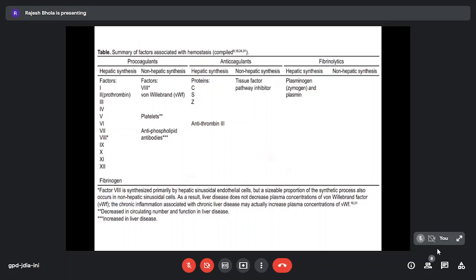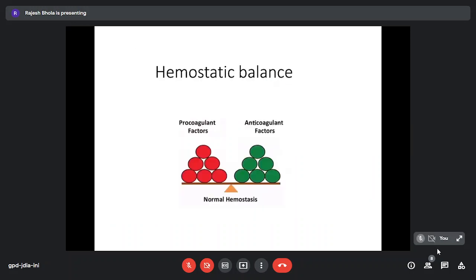So with this, we have a few things in mind. Number one, a cell-based model is more explainable for what is happening in vivo. Number two, there are procoagulants, anticoagulants, and fibrinolytics. They can be either synthesized from the liver or they can have non-hepatic sources of synthesis. And all these actually maintain a hemostatic balance. So that is the balance between the procoagulant factors and the anticoagulant factors responsible for normal hemostasis.